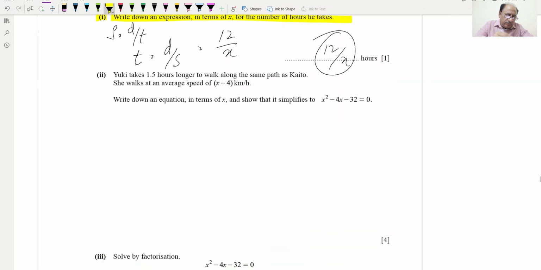And then the second part, they're saying Yuki takes 1.5 hours longer to walk along the same path as Kyoto. She walks at an average speed of x minus 4 kilometers per hour. So write down an expression in terms of x. We can write t will be equal to, and we have to show this equation. So x is equal to 12 by t, and t is equal to 12 over x for the previous one which we have calculated.